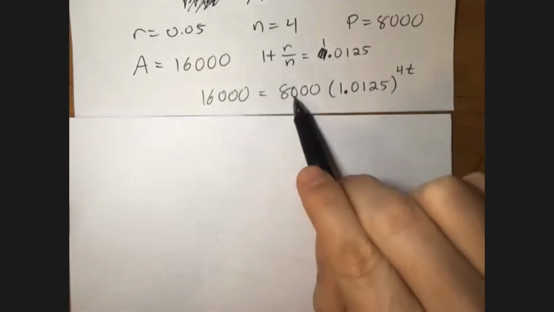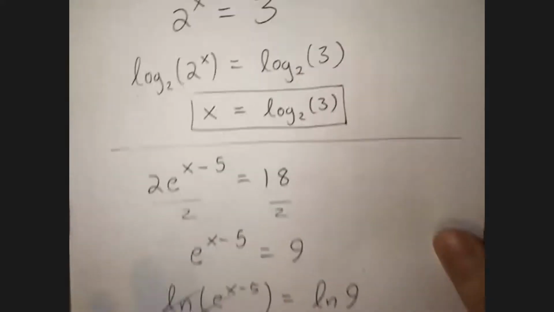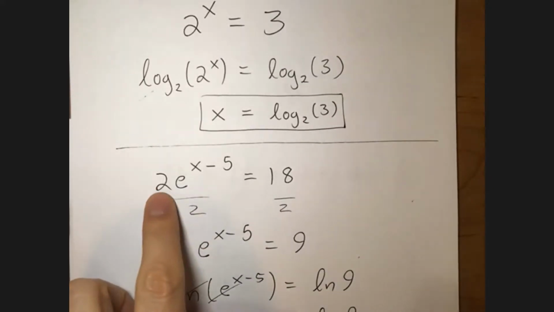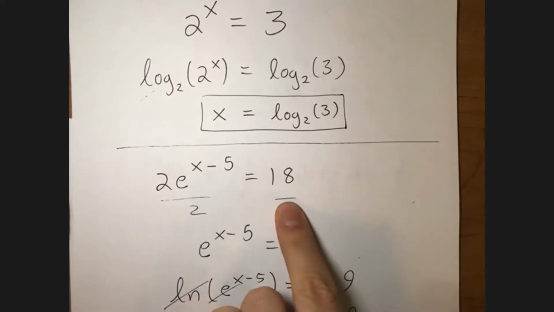How do we do it? Well, the t is in the exponent. So we're going to use logs. Before we use logs, let's get rid of this 8,000 that's out front. Just like in one of the previous problems, like this one, we got rid of the 2 that was out front. Do that first, all right?